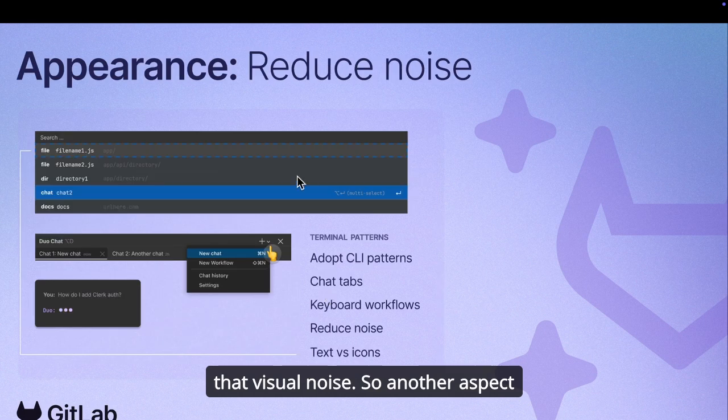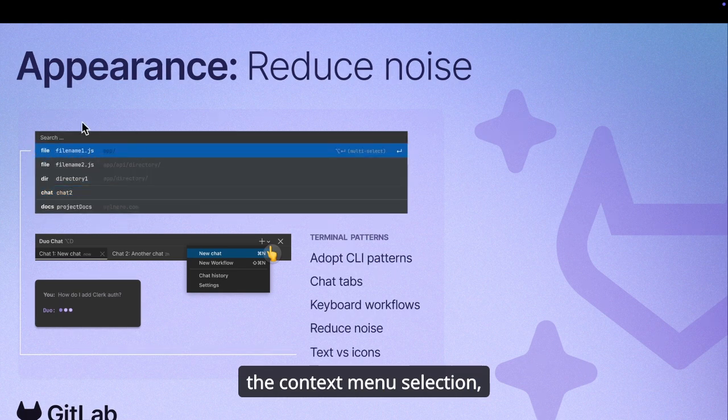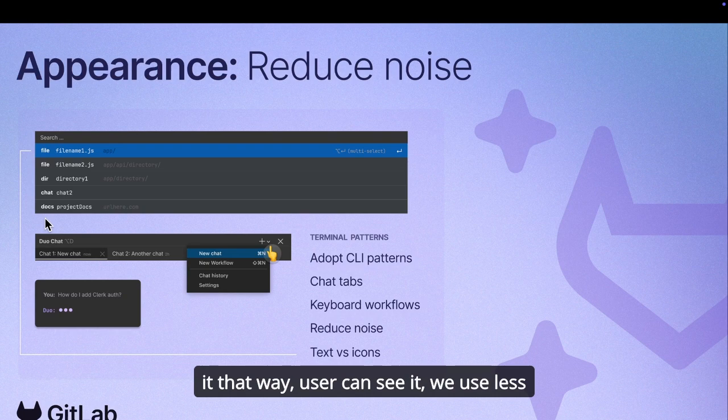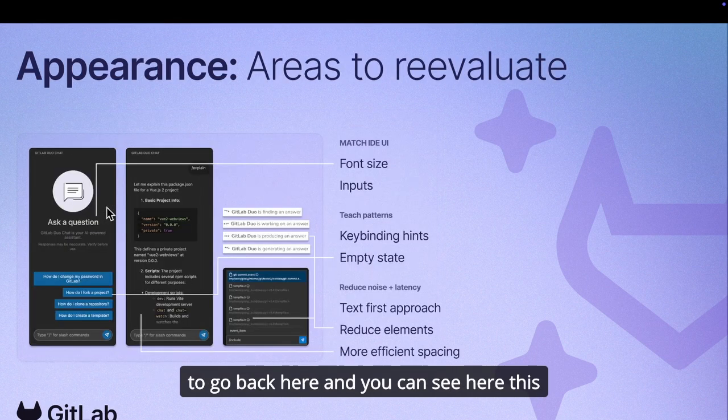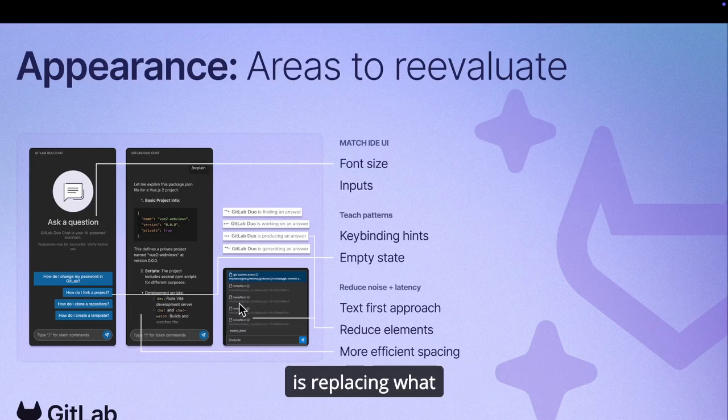Another aspect could be, what if we changed the context menu selection? We remove icons, we just use text, just like many terminal apps will do. By doing it that way, the user can see it, and we use less resources. For example, I'm just going to go back here. You can see this is replacing what would be on the left-hand side here, just these icons distinguishing files from directories, etc.